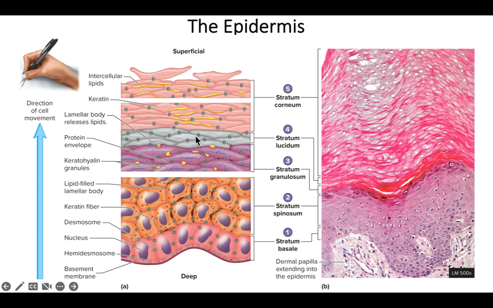And this takes anywhere from 2 to 3 weeks before a cell down here in the deep layer eventually migrates all the way to the surface. So to me, that makes the most sense. So that's how I'm going to go over the 5 layers. And the next slide gives a little more information on these 5 layers.